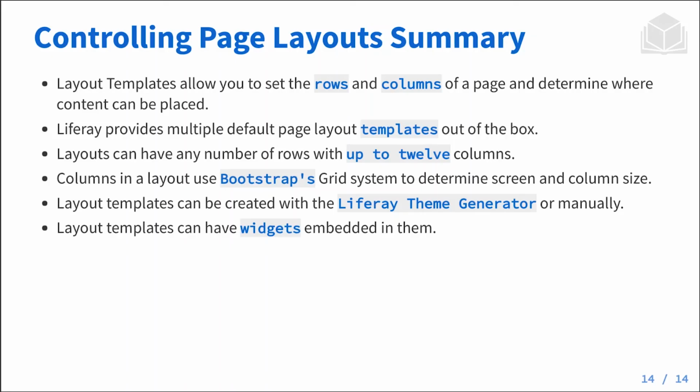All right, let's wrap this up, and then we can create some layouts together. We know that layout templates allow us to set rows and columns. We can create those using our Liferay theme generator. There are some layouts out of the box that we can take advantage of, but of course we can create our own custom layouts to use as well. Layouts can have any number of rows with up to 12 columns per row, okay? Again, using that Bootstrap grid system. And we can embed widgets into any of the rows or columns if that's something we decide to do as well. So let's take a look at how we can generate some of these together using the Liferay theme generator for Livingston Hotels and Resorts. All right, let's get started.